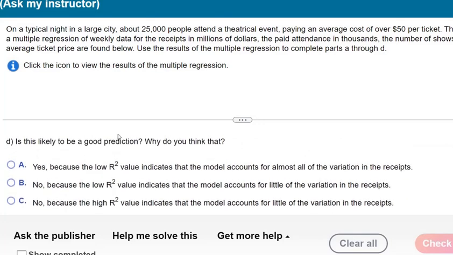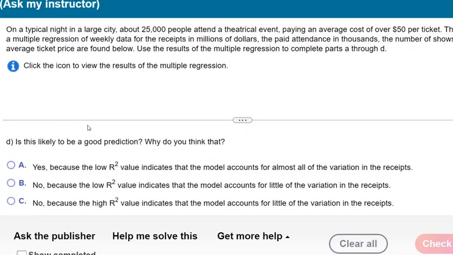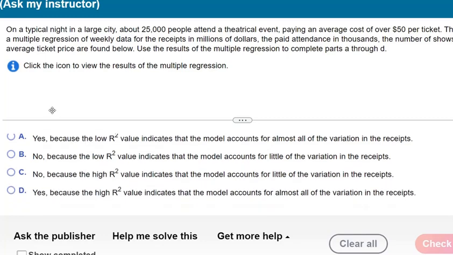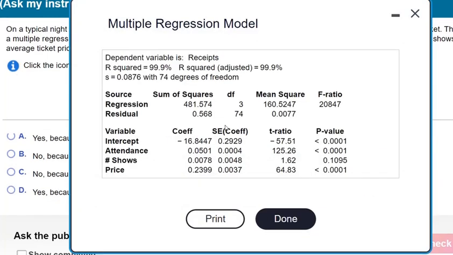Is this likely a good prediction? Why do you think that? And you can see they're asking us to look at r squared. So just like with simple linear regression, that r squared value can help us understand whether our model fits the data set we're given well.